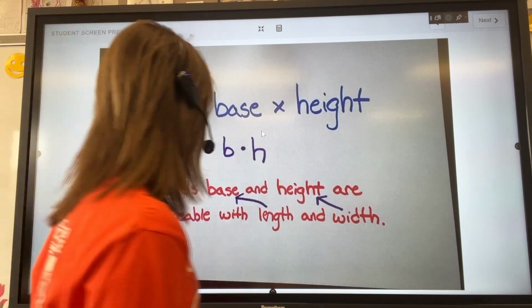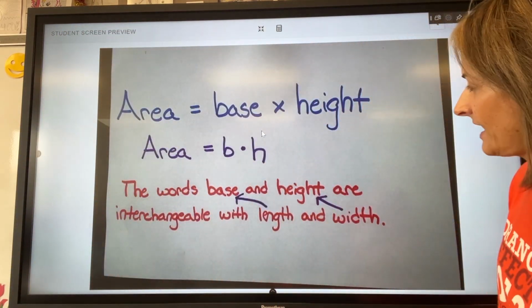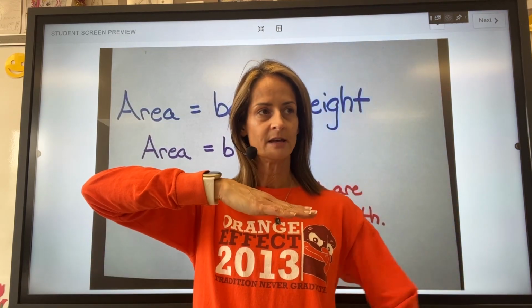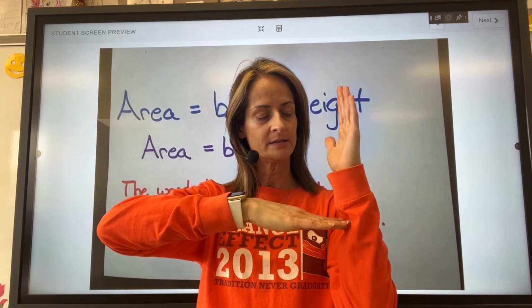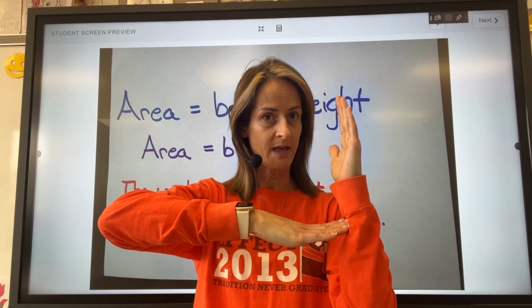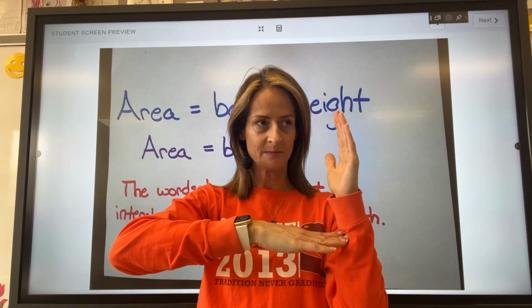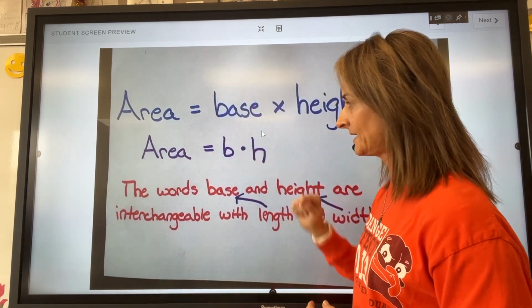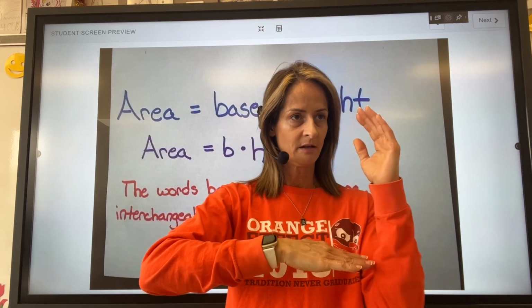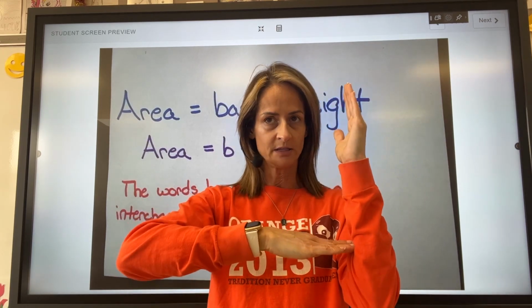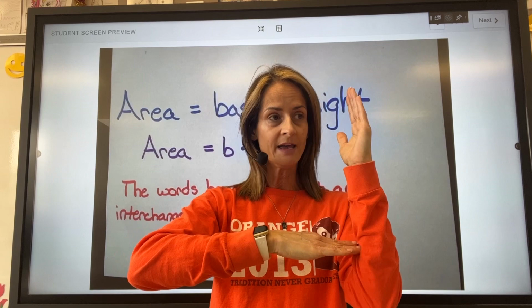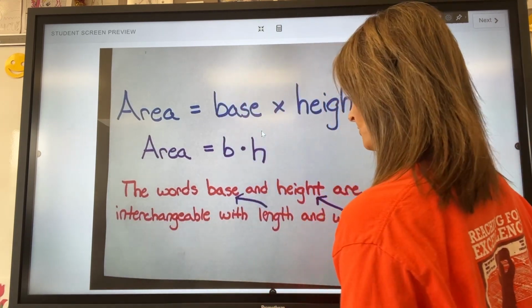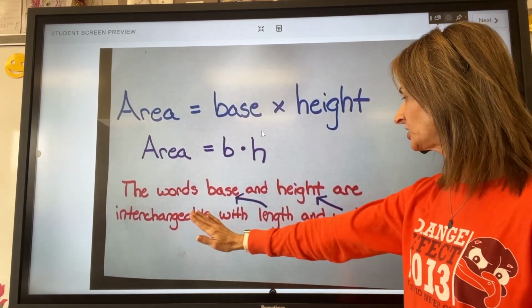So the formula for area of a rectangle, since the sides, the height, and the base are already perpendicular because we have 90-degree angles, we usually just write length times width, okay? But if you have a parallelogram, we use base times height. The base and the height are always perpendicular, okay? So the height might not necessarily be the side of a parallelogram. So the words base and height are interchangeable with length and width.